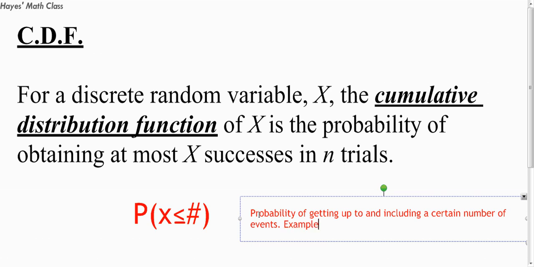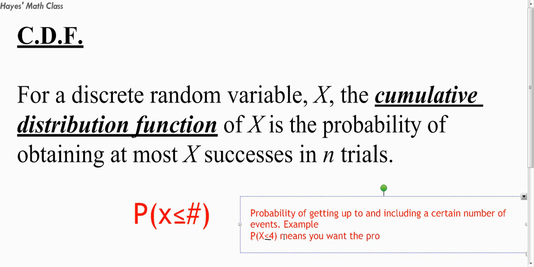So as an example, let's say, what's the probability that x is less than or equal to 4? I don't need a little heart floating around. There we go. It's ugly, sorry. So it means you want the probability of 4 or fewer successes.